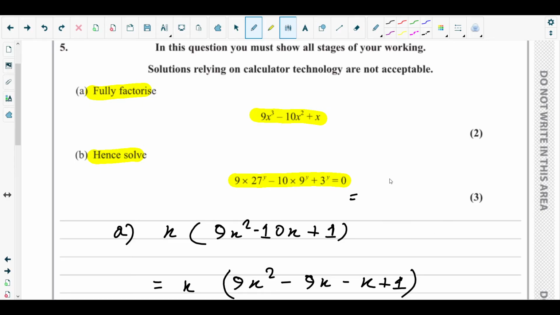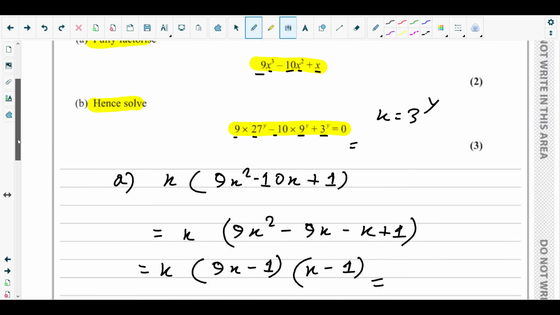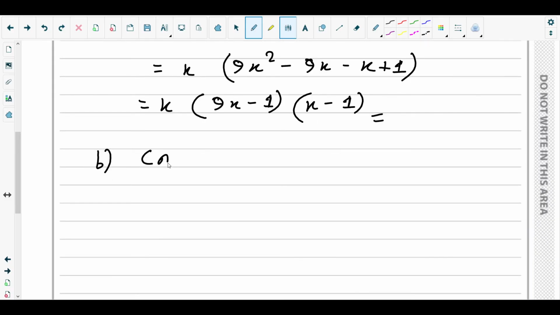Look, you can see 9 here, 9. Here it is x cubed, and in place of x cubed we have 27. Then negative 10 here, negative 10. In place of x squared, this is 9 to the power y. If you still can't find the relationship, consider the last term, x. Here it is x, and here they have 3 to the power y. That means x equals 3 to the power y. Make sense? So we consider x equals 3 to the power y.